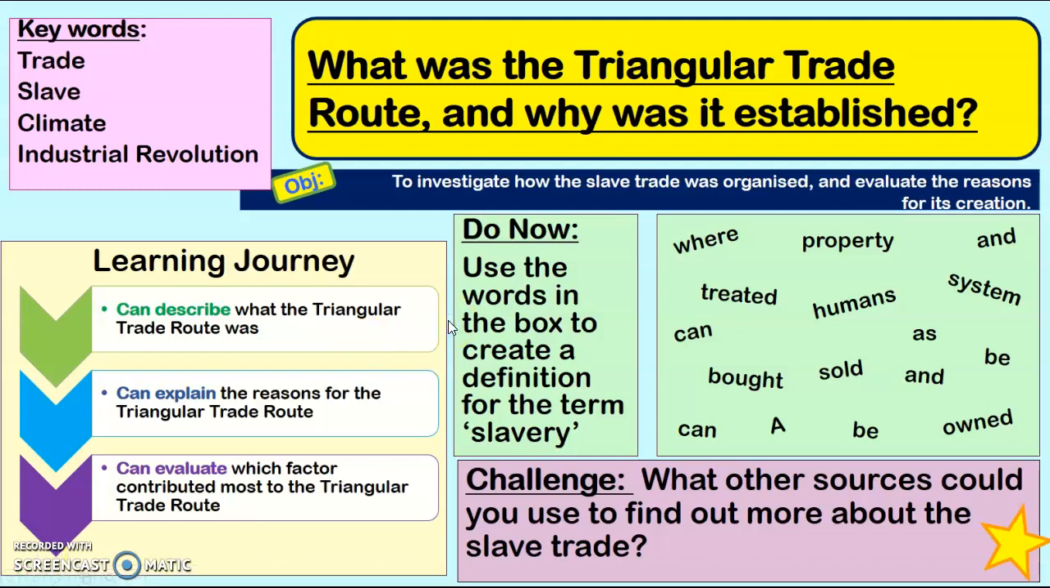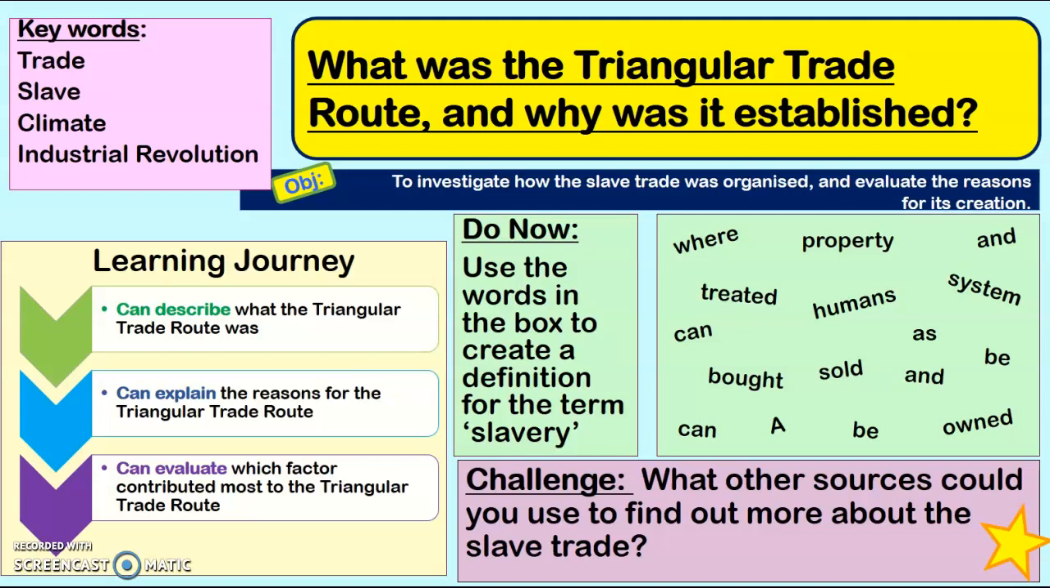Okay, so today we're going to be doing something slightly different. All you need to do is to watch the video and listen to any tasks that I ask you to do. You then pause when I ask you to, complete the task, and then come back to the video to carry on watching. So today we're going to be looking at what was the triangular trade route and why was it established.